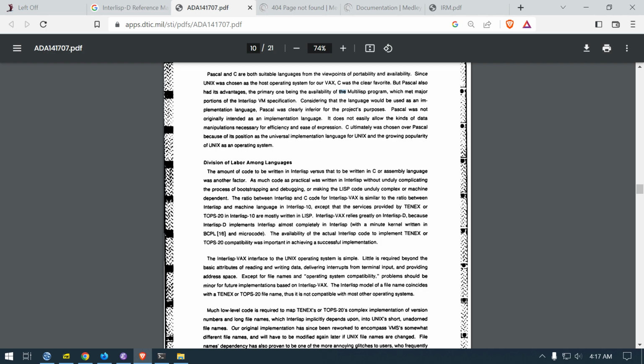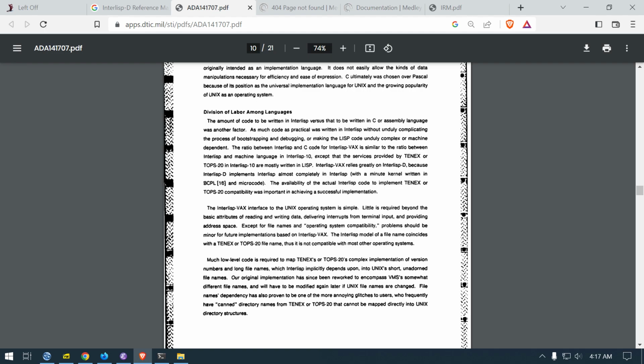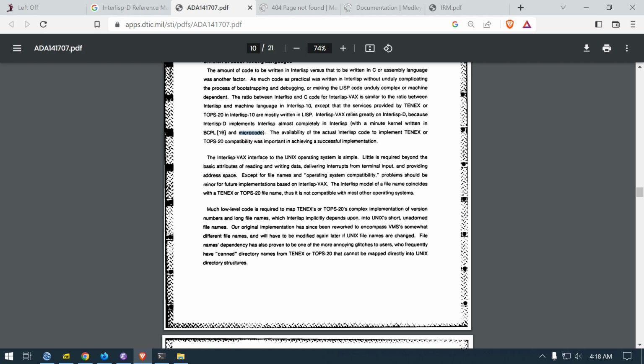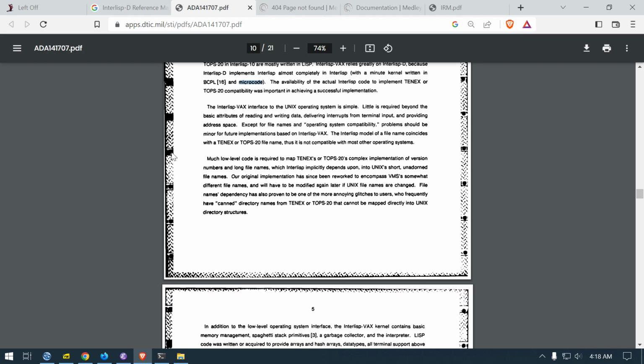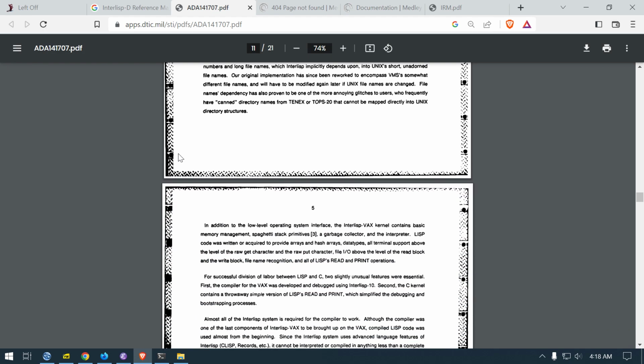And then I guess right here they're trying to decide what should be what, like how much of it should be C versus Lisp code. And right here, the ratio of C versus Interlisp on the VAX, I guess, is similar to Interlisp-10 on the 10X. I want to say it was using BCPL, yeah, and microcode, it looks like. And then they go on talking about more TOPS-20 stuff.